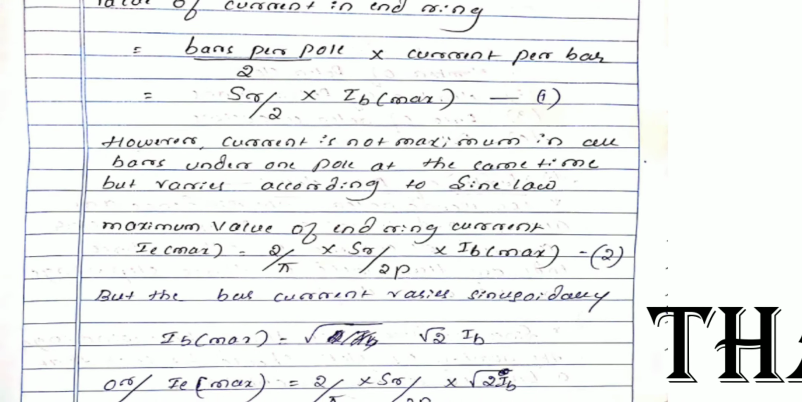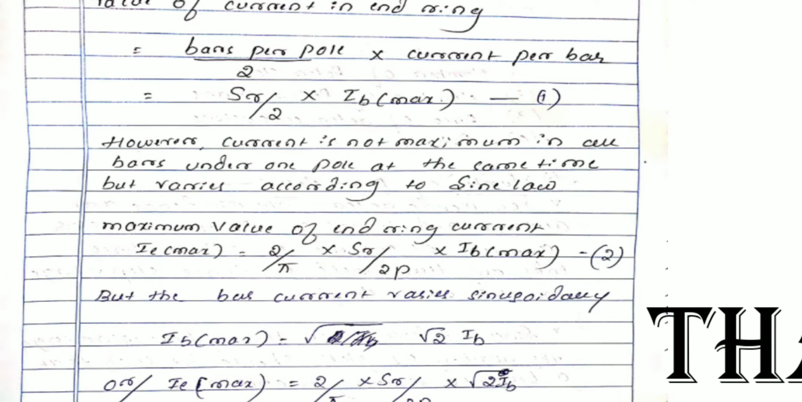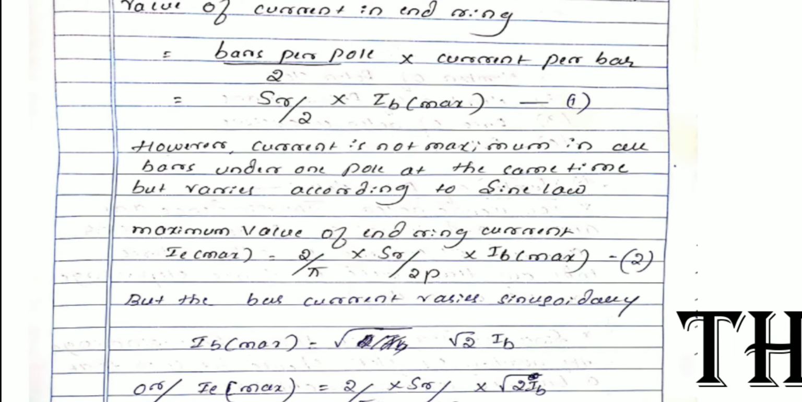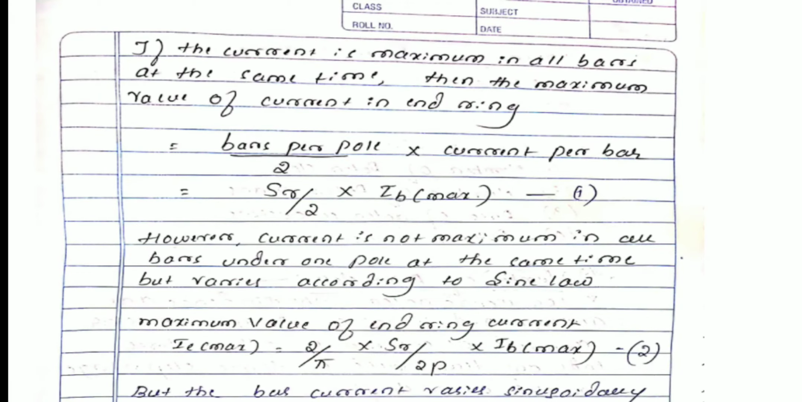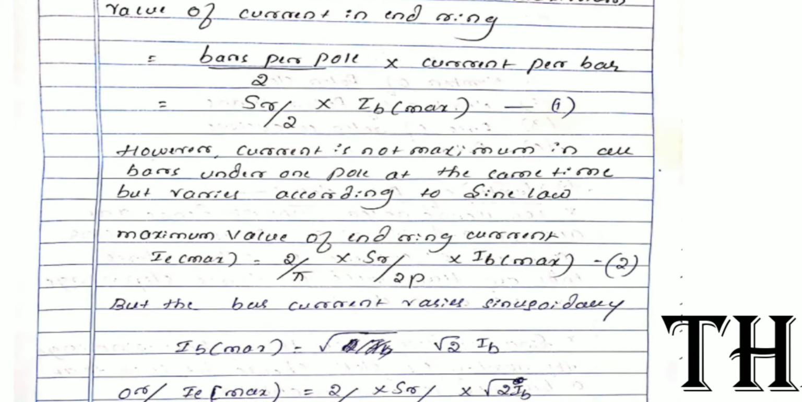So in that case we'll take the maximum value again. Suppose it is varying in nature, minimum, maximum. Under that case, we'll take the maximum value of the end ring current. This maximum value of the end ring current will be represented by IE max. So this will be given by 2 divided by pi into SR divided by 2P into IB max. This 2 divided by pi is nothing but the average value we have to take here, between the minimum value and the maximum value.